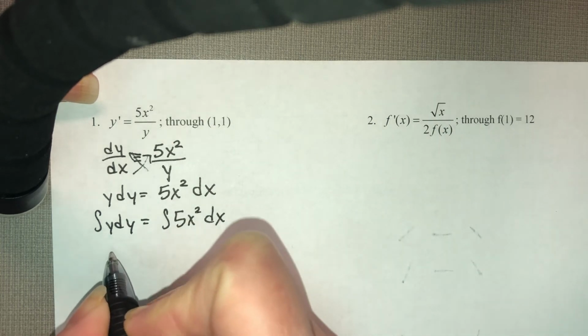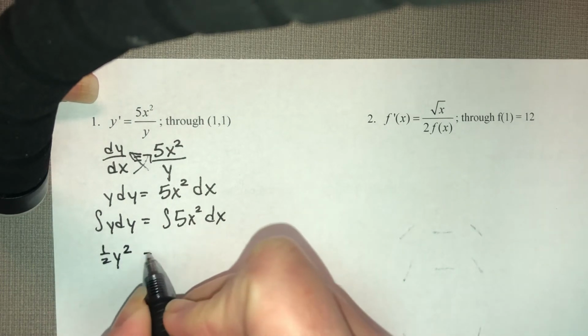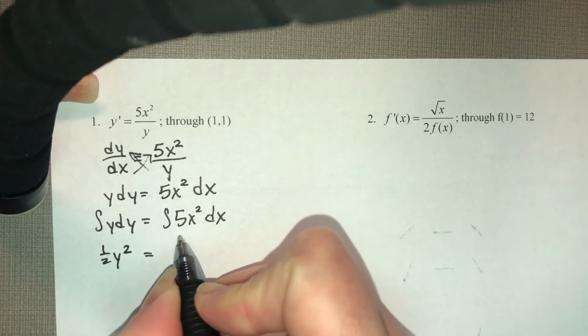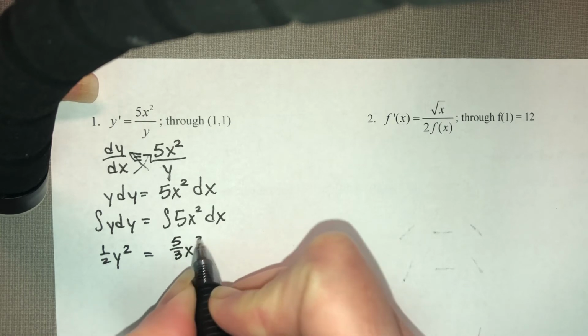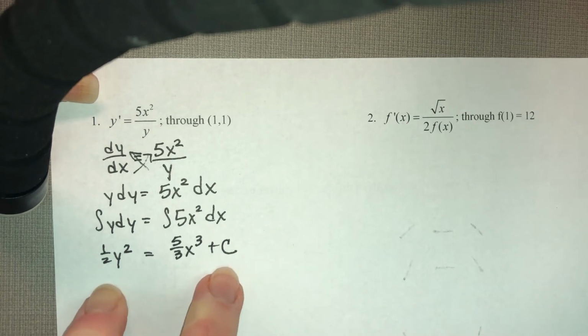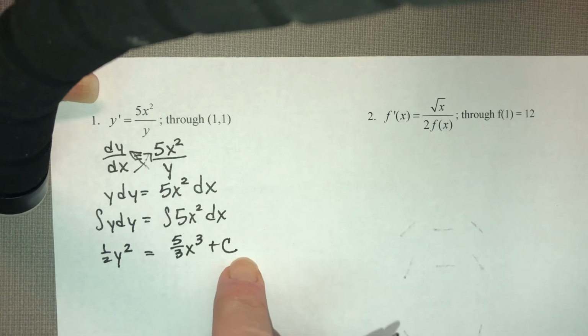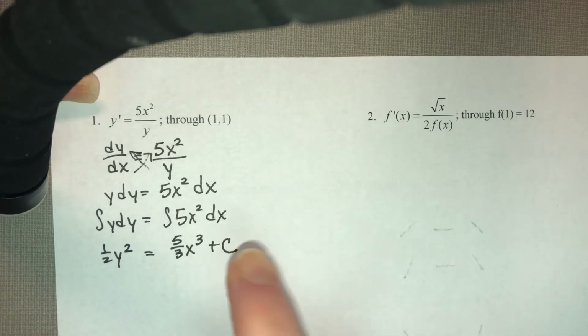So power rule backwards, 1/2 y squared equals 5/3 x cubed plus c. Integrating will either get you an additional point or an additional 2 points. Getting the plus c will get you a point. So we're racking up points right now.